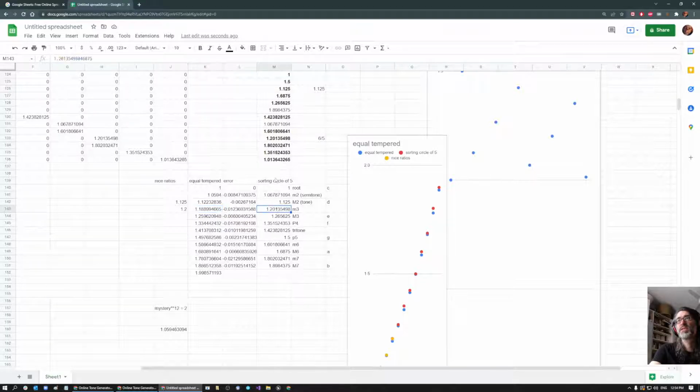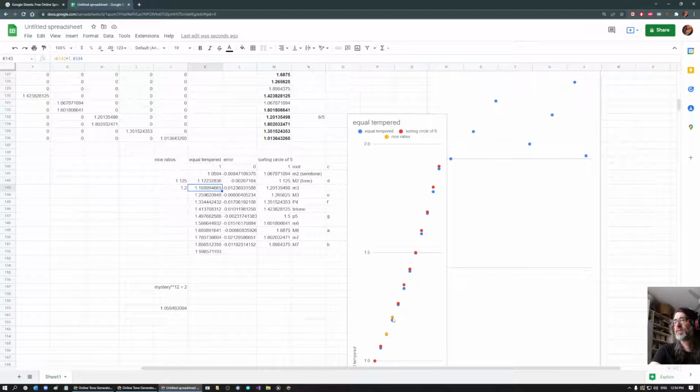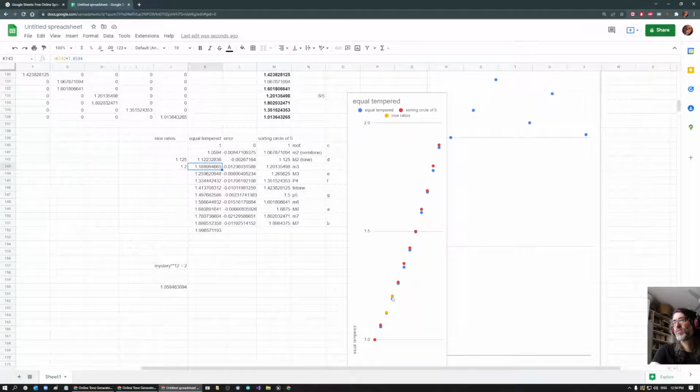So by sorting the circle of 5, we get this, which is close, and then the equal tempered, bigger error. So we see here, this error that we're making is closer to the red one, which is the 5. So if the three things, small ratios, equal tempered, or sorting the circle of 5, get really close, it means we're so lucky, very lucky. God, we got lucky.